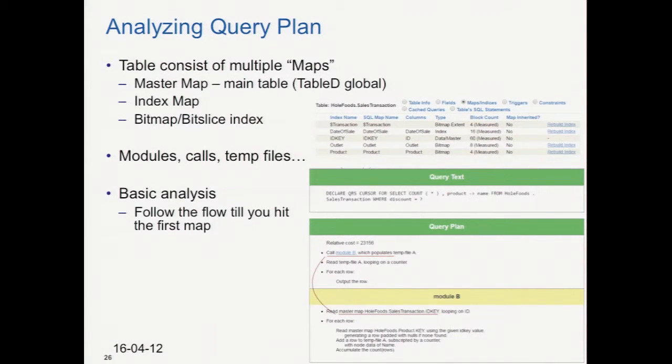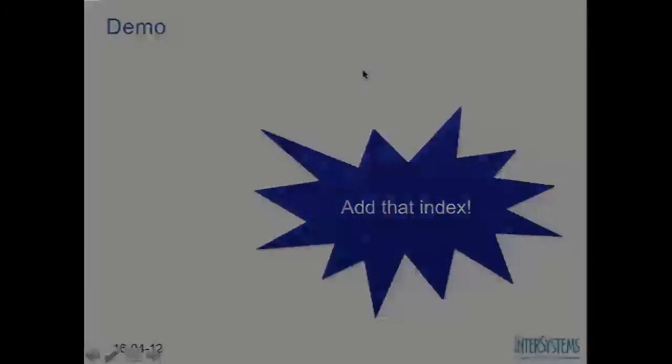So basic analysis for the query is you have to be able to navigate the execution plan, and it's fairly simple. Like we say, call module B, right? And module B reads the map. What map is that? That's the index or master map you start your execution from. That gives you an idea what index is used first, like how optimal is your plan. So let's do that.